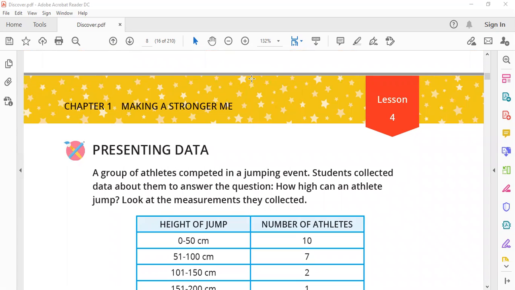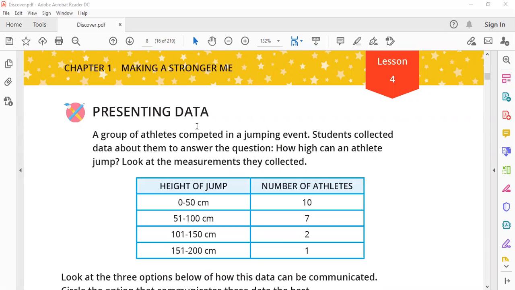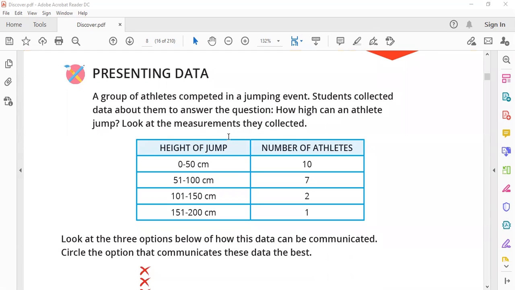This is lesson 4 in Discover, presenting data. Presenting data means showing information. In this table, you see how high a group of athletes jump.